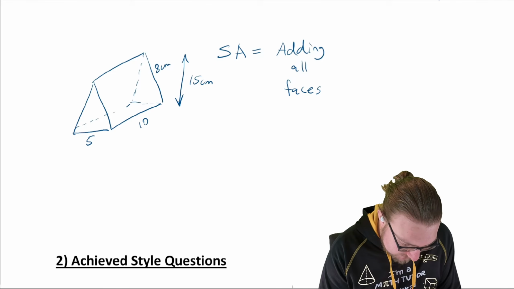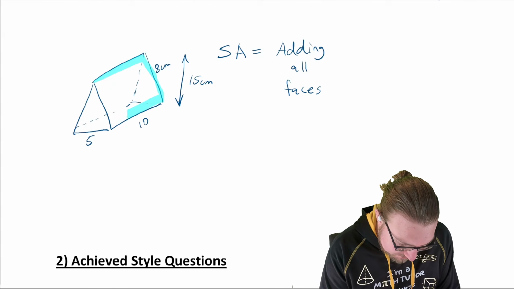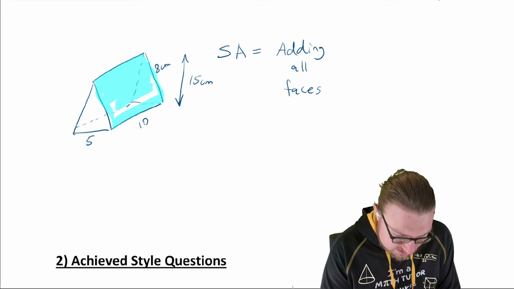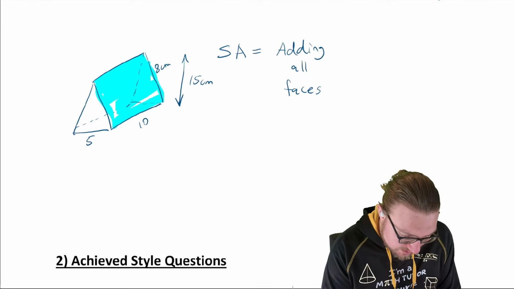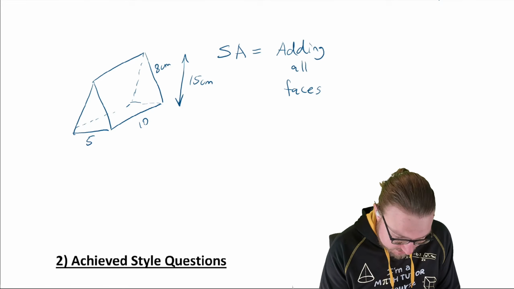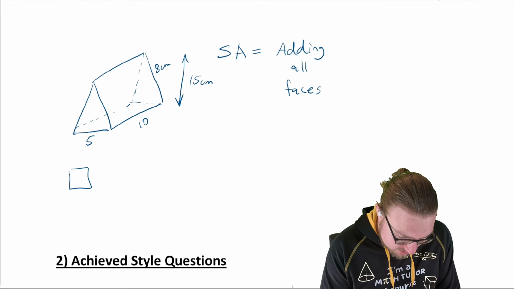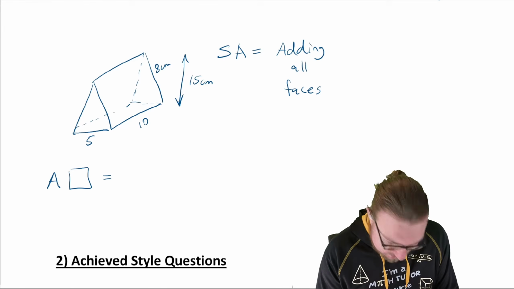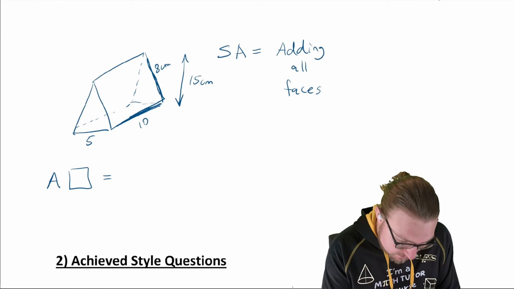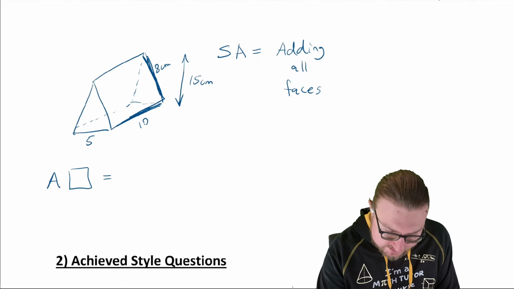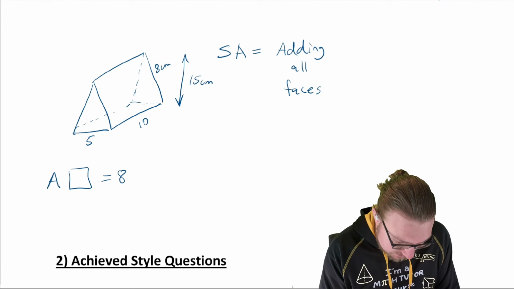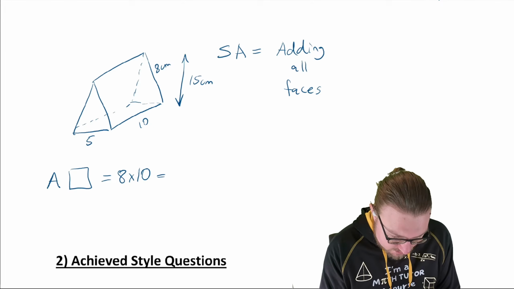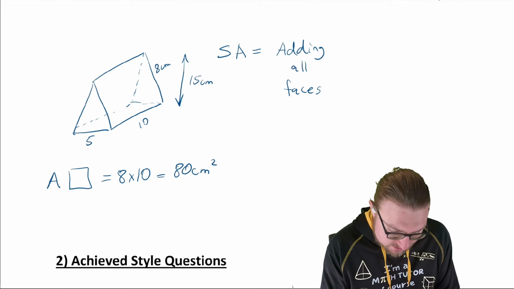So we would have this kind of rectangular shape that we have over here. That is one of the faces. So we're going to have to find the area of that rectangular shape. So area of a rectangle. And again, we know it's base times height or width times length, whatever you like. And here we have 10 and 8 as our side length. So it's going to be 8 times 10, which is 80 centimeters squared.